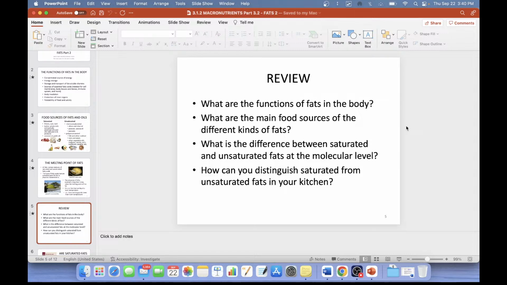The different kinds of fats, I will leave that for you as an exercise. It's just a matter of learning what is in the slides or what can be found from any other source of information. What is the difference between saturated and unsaturated fats at the molecular level? This is the question that I want to answer to clarify once more a point that I've been insisting on and that may not be really clear.